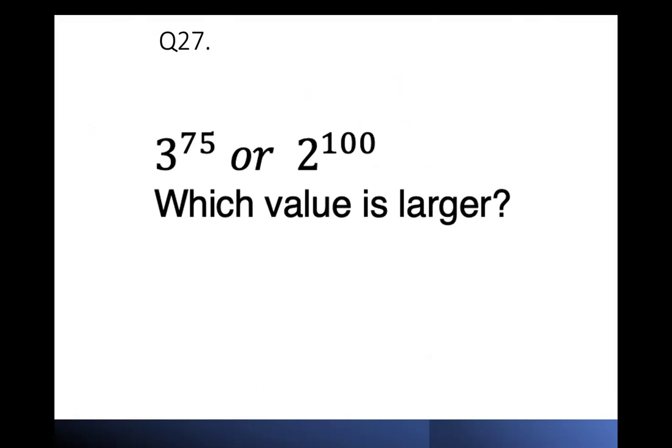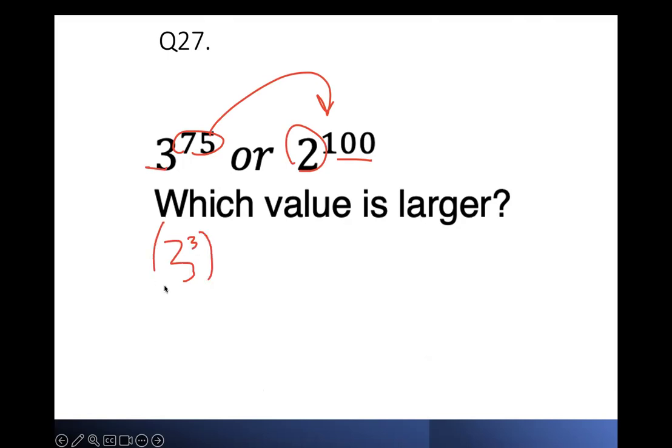I like this question too. If you take a different route, it takes you a long time to solve it. But if you take a better route and look at it carefully before starting, you'll be able to solve this in less than 10 seconds. What is the problem? 3 to the power 75, 2 to the power 100. Which one is larger? I can see that these are multiples of 25. Therefore, I can break this into what? 3 to the power 3 times 25.